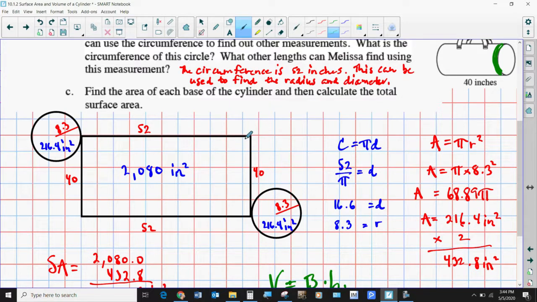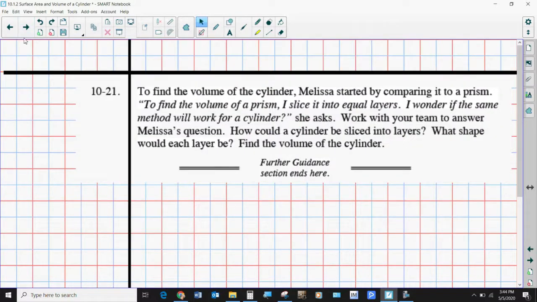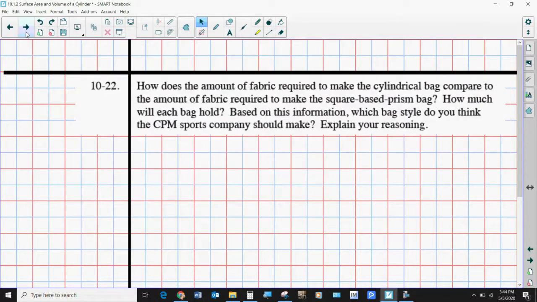cubic inches. So I guess the lesson to be learned is this: if you're going to the sporting goods store and you're looking for a gym bag and you want the gym bag that's going to hold the greatest amount of gym clothes and towels and anything else, choose the one that's in the shape of a cylinder. The cylinders hold more volume than the rectangular prisms. Who knew? And I think that's kind of where we're going with this question and that question. So we're going to skip over those.